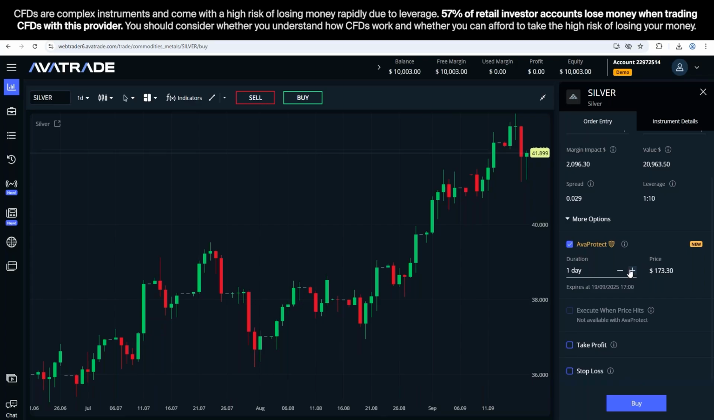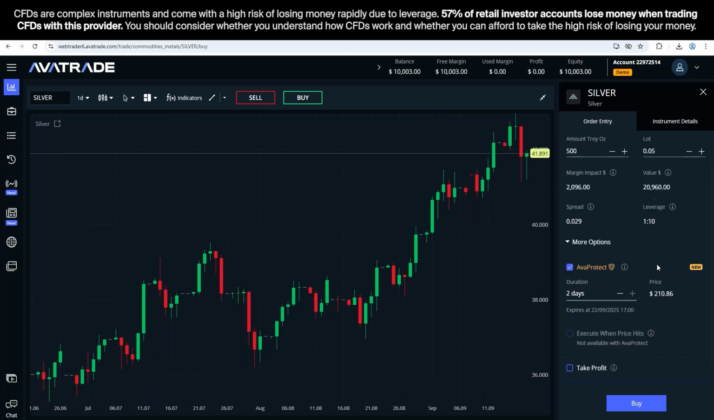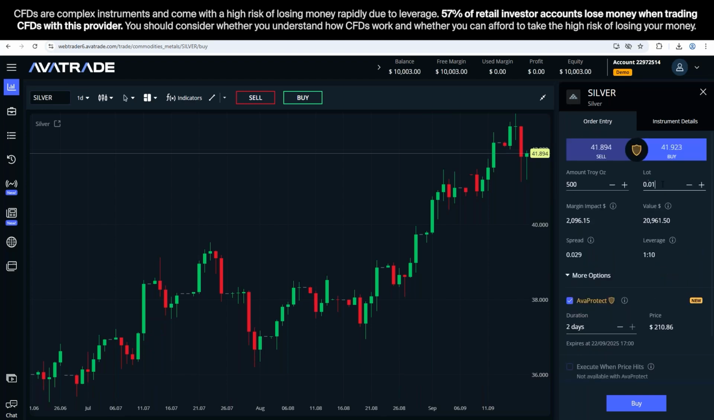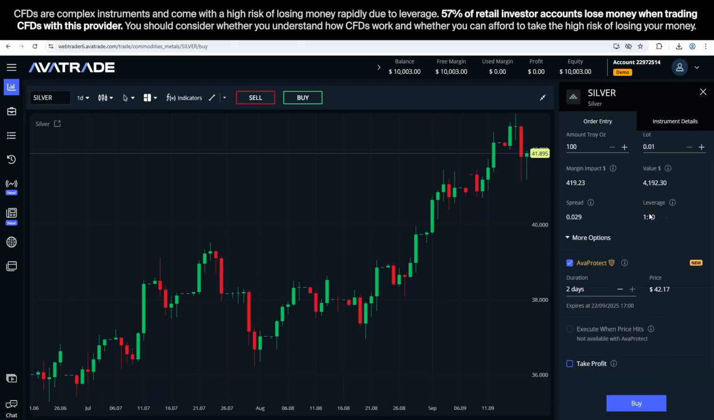6 hours, it's even bigger. 1 day, it's even bigger. And 2 days is the maximum, which considerably increased the price from 13, which we had in the beginning, to 210. Now, even if I reduce this back to 0.01, we can see that for 1 hour it's 13.95, and for 2 days it's 42.